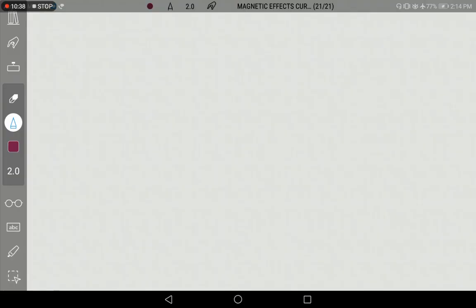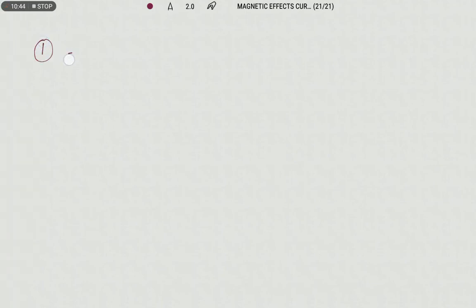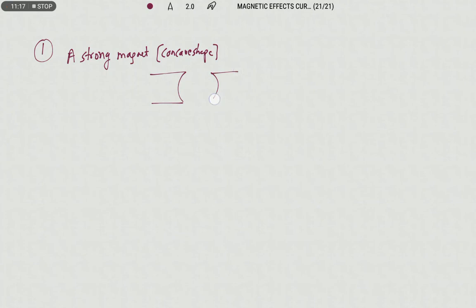Any motor is made of four essential parts. One is a strong magnet. Why is the strong magnet required? What is the working principle? Definitely a current carrying conductor should be placed in the magnetic field. So to get the maximum magnetic field we are taking a strong magnet which has a concave shape. A concave shaped magnet is selected for creating the radial magnetic field. So this is the shape of the magnetic poles of a strong magnet.